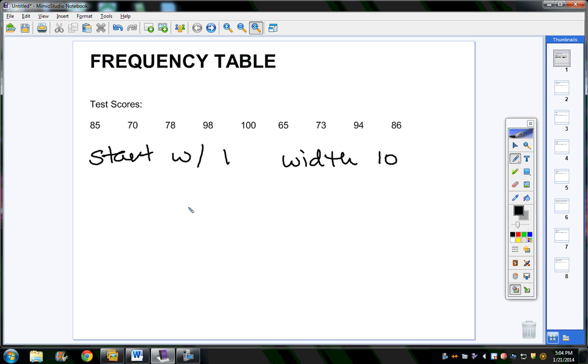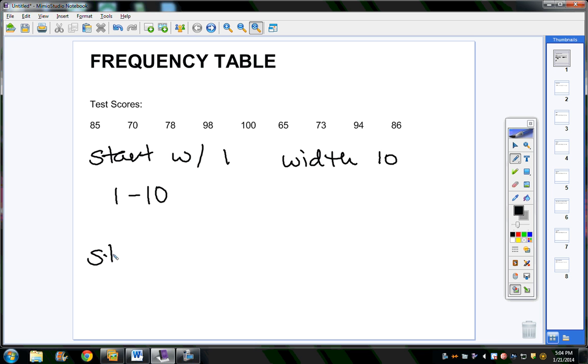That just means that if you start with 1, you're going to go to where you want to include 10 numbers. And you may think that from 1 to 10 that it only includes 9, but if you think about it, it's 1, 2, 3, 4, 5, 6, 7, 8, 9, 10. That includes 10 numbers. The width is how many numbers to include.